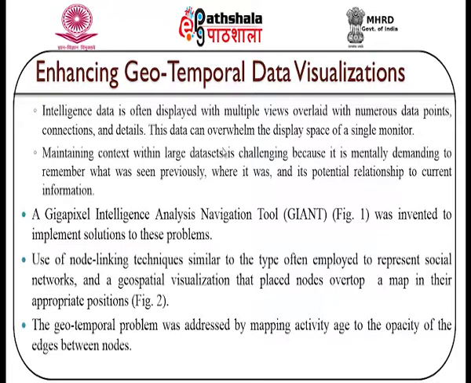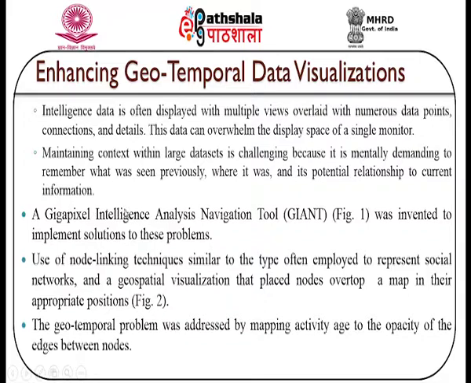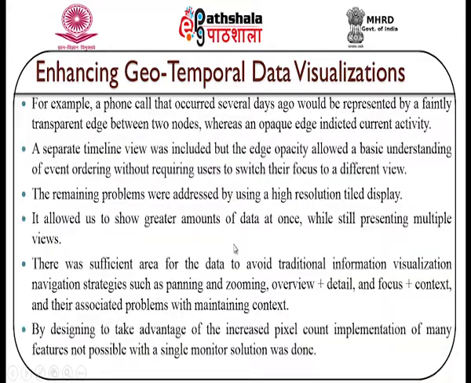Node linking techniques similar to the type often employed to represent social networks are used in a geospatial visualization that places the nodes over top of a map in their appropriate position. The geotemporal problem was addressed by mapping activity age to the opacity of the edges between the nodes. So this is an interaction with the help of this giant, that is the gigapixel intelligence analysis navigation tool, which was implemented to solve some of these problems. For example, a phone call that occurred several days ago would be represented by a faintly transparent edge between two nodes, whereas an opaque edge indicated the current activity.